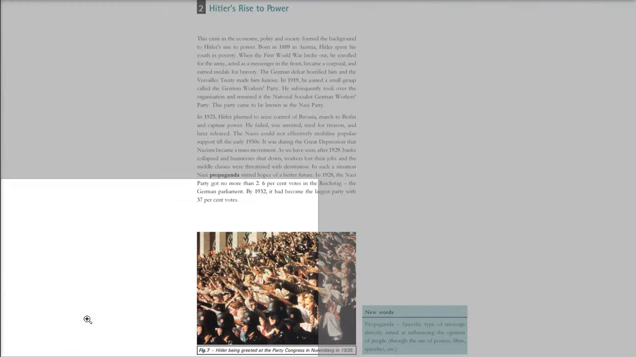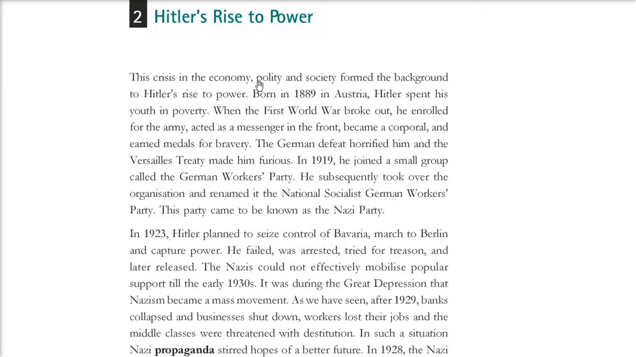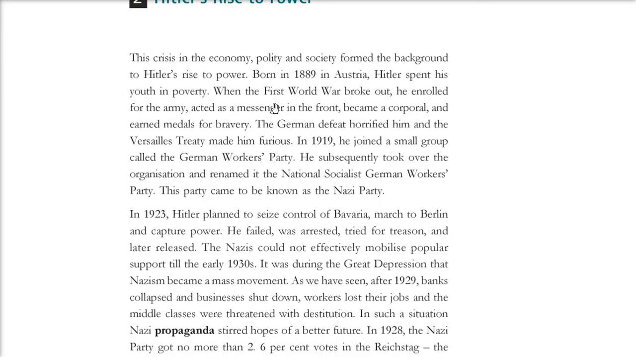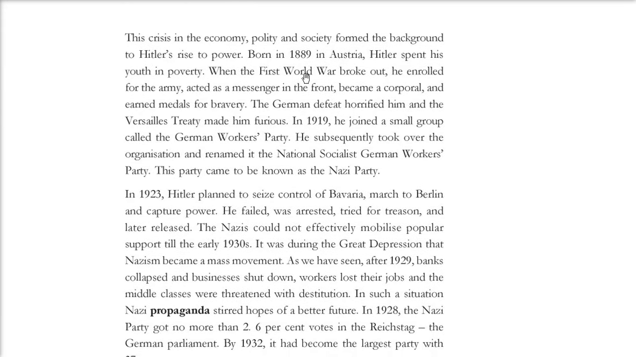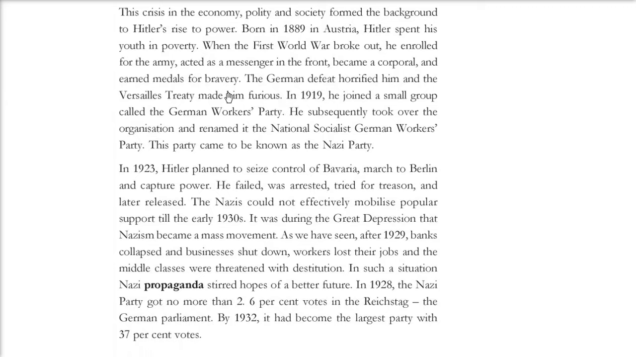Now came Hitler. There was a crisis in economy, polity and society that was the backdrop to how Hitler rose to power. Hitler, born in Austria in 1889, spent his youth in poverty. When the First World War broke out, he joined the army. He acted as a messenger and corporal and also earned certain bravery medals. And when the Germans were defeated, he was horrified and furious because of the Versailles Treaty.